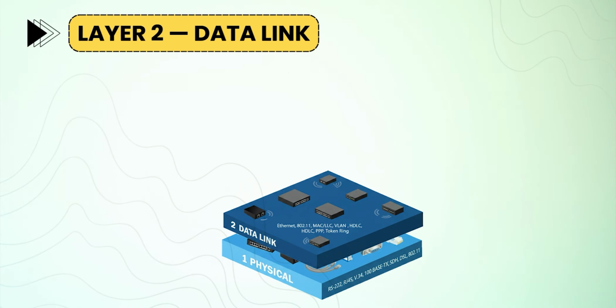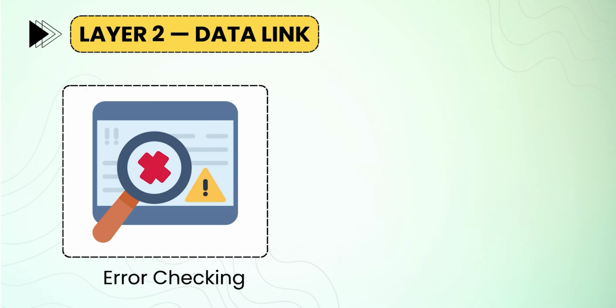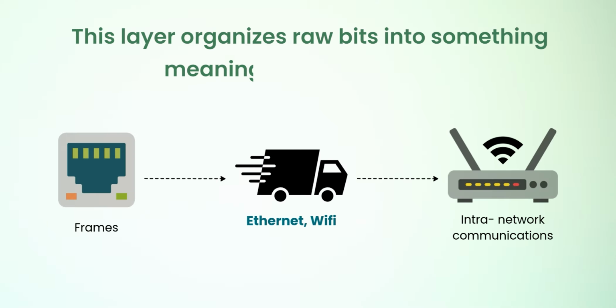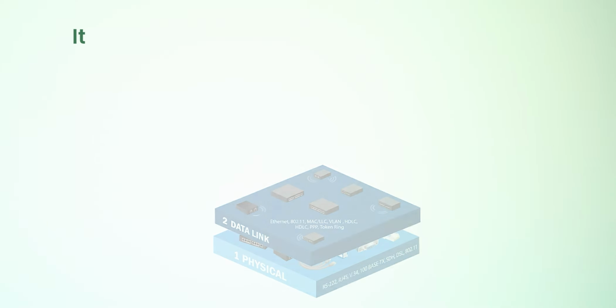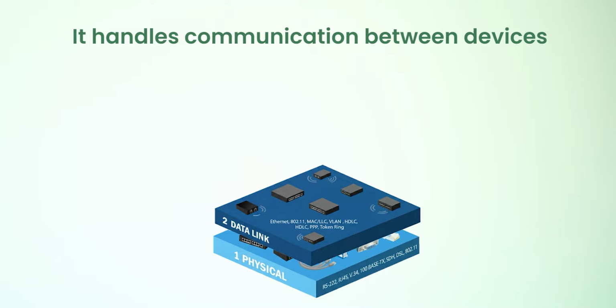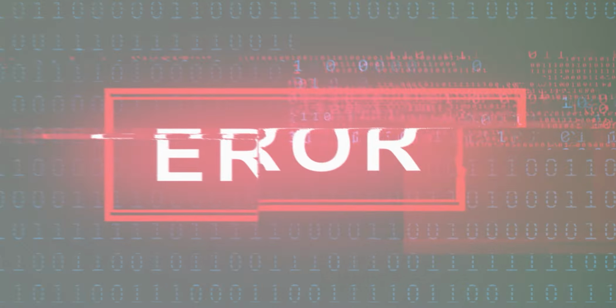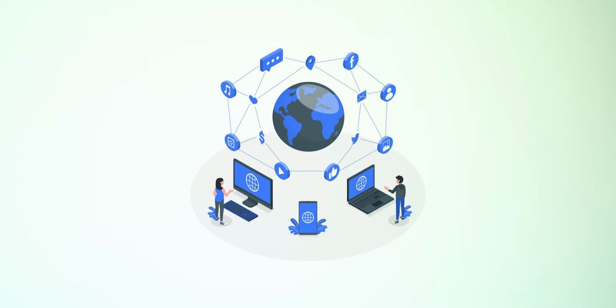Layer 2. Data link. Error checking, local delivery. This layer organizes raw bits into something meaningful, called frames. It handles communication between devices on the same local network, like your laptop and router. It detects errors in data sent over the local network.